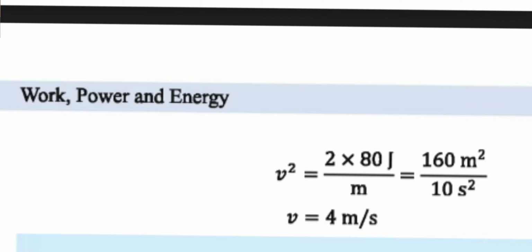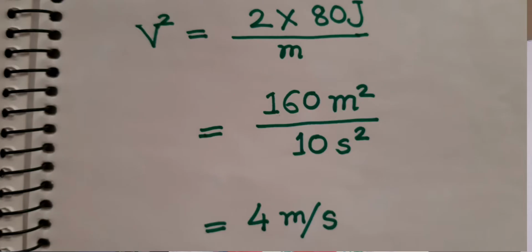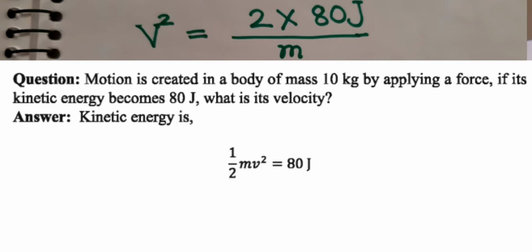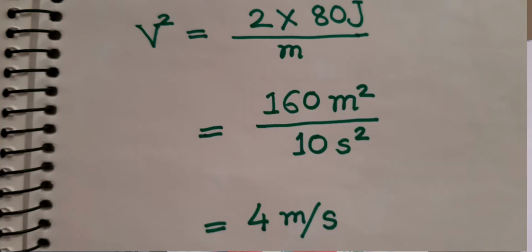So v equals square root of 2 times 80 joule divided by m. Here m is 10, that is the 10 kilogram. So we just calculate that, and it is 4 meter per second. That is our answer. Let's go to another problem.